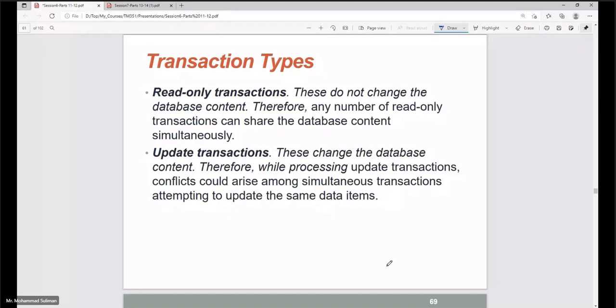Transaction types: there are two types of transactions, read-only transaction and update transaction. In a read-only transaction, we are just trying to read the data inside the database, the contents of the database. Whereas in an update transaction, we are trying to change the state of the database by doing some updates, by doing some processing for updating the database. So there are two types of transactions.